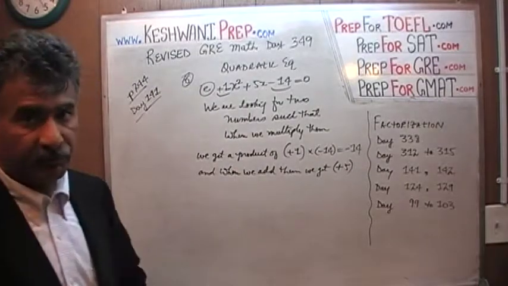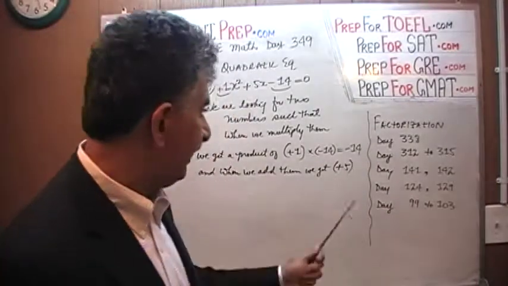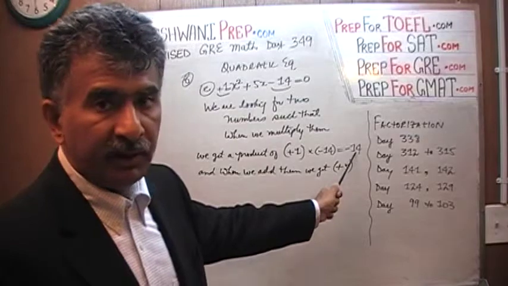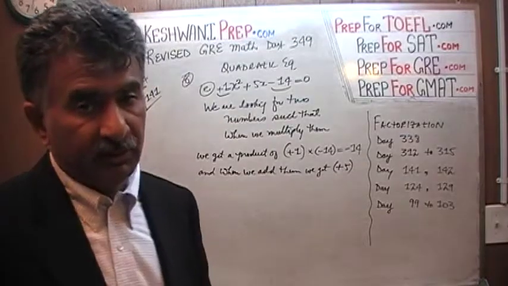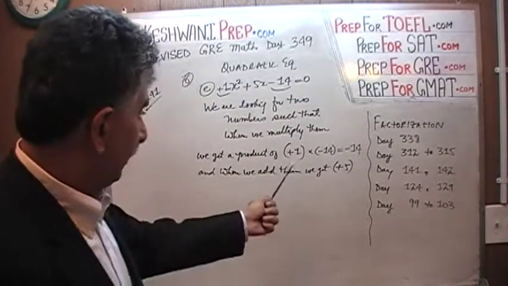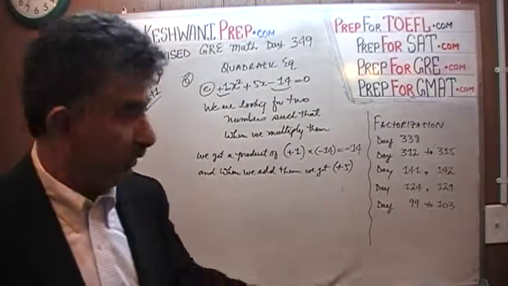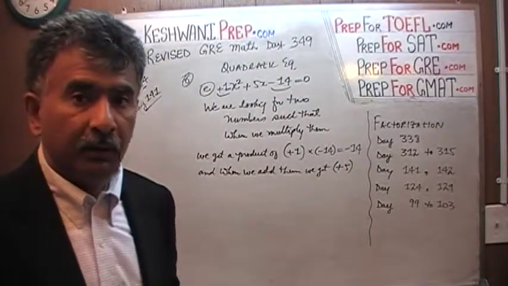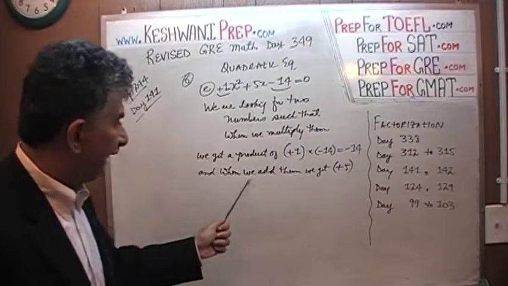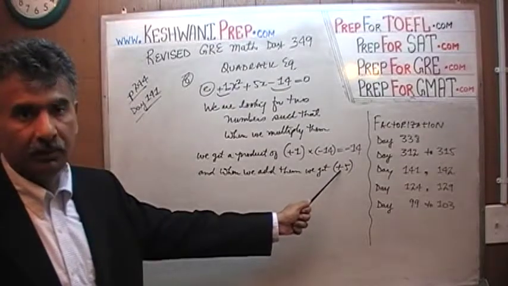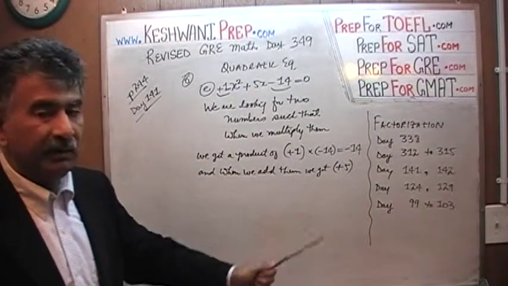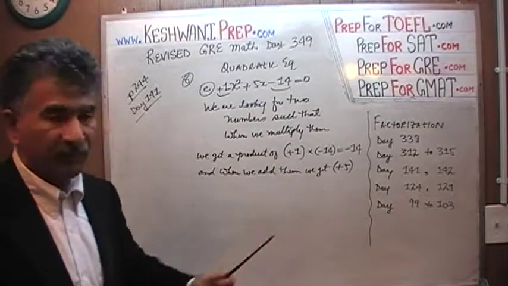And the second characteristic that these numbers have to possess is that not only do they have to multiply to be negative 14, because if that was the only condition, then we're looking at one pair right now. 1 and negative 14 will give us a product of negative 14. But they also have to add up to positive 5. Positive 1 and negative 14, when we add them, we get negative 13. We don't get positive 5.